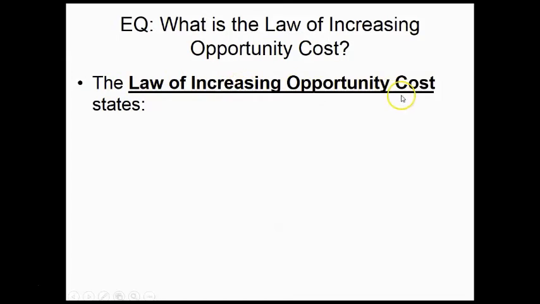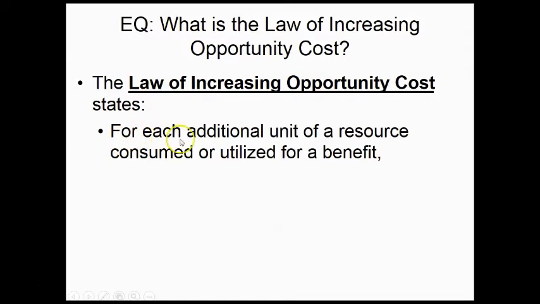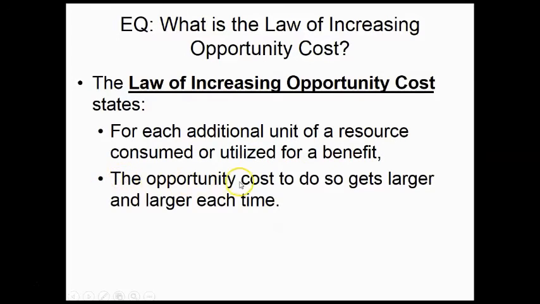Here's what the law of increasing opportunity cost states. It says that for each additional unit of a resource consumed or utilized for a benefit. Okay, so you're either consuming goods or you're using factors to produce something. So it's either a person consuming a resource for a benefit, for utility, or it's a business utilizing a resource for profit, or for revenue. So for each additional unit, as you use more and more resources, the opportunity cost to do so gets larger and larger each time, okay?